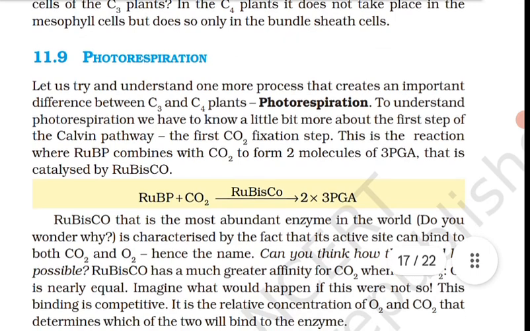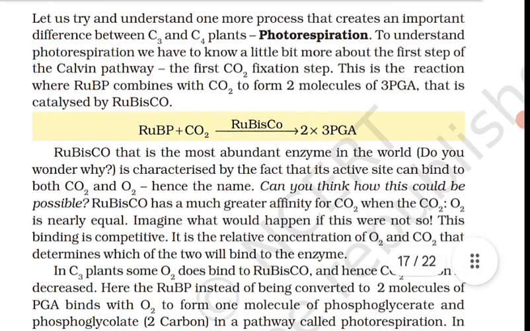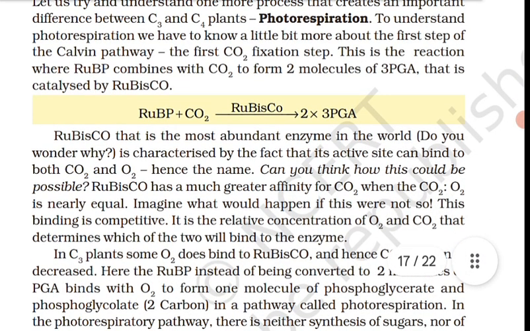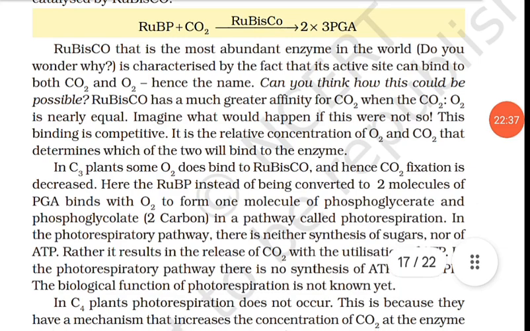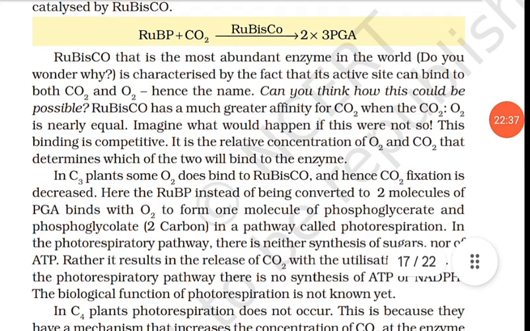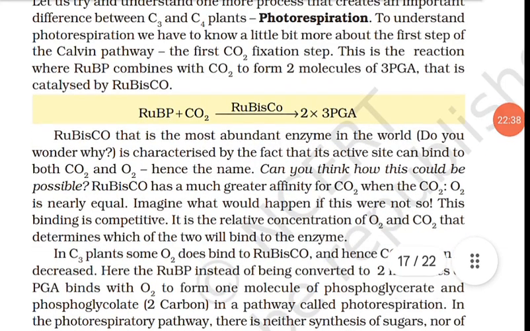This takes place when the C4 acid from the mesophyll is broken down in the bundle sheath cell to release CO2. This results in increasing the intracellular concentration of CO2. In turn, this ensures that the Rubisco functions as a carboxylase, minimizing the oxygenase activity.